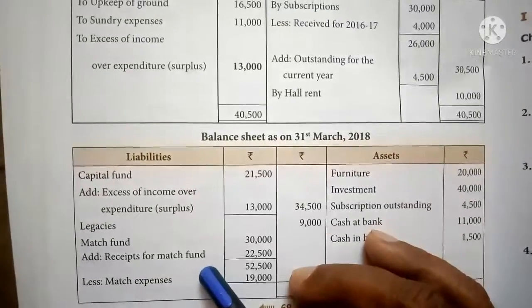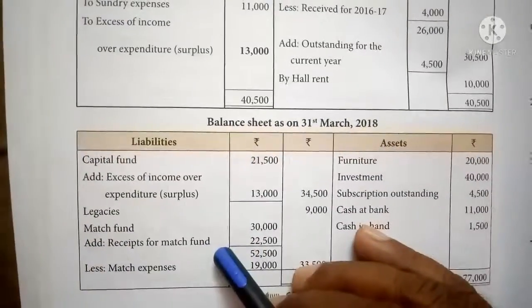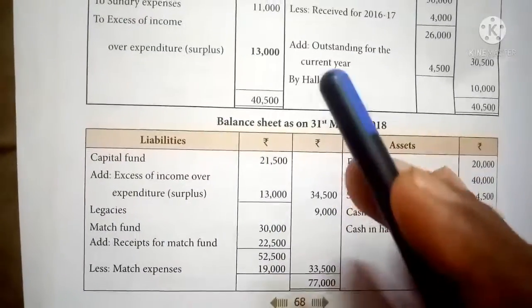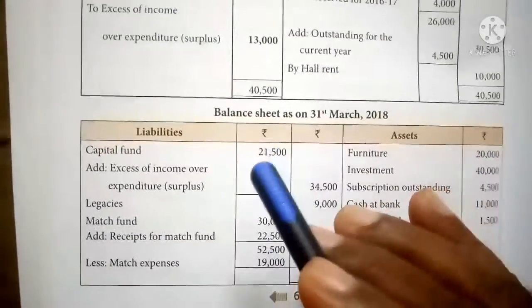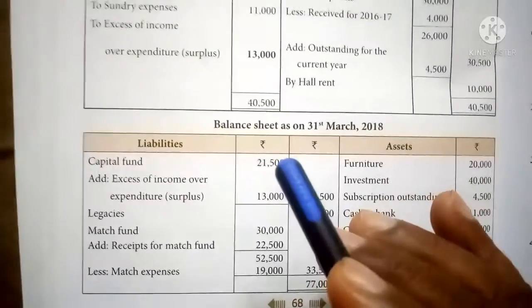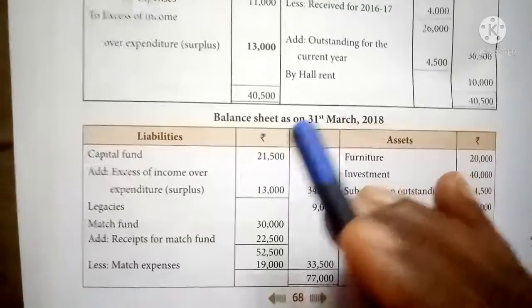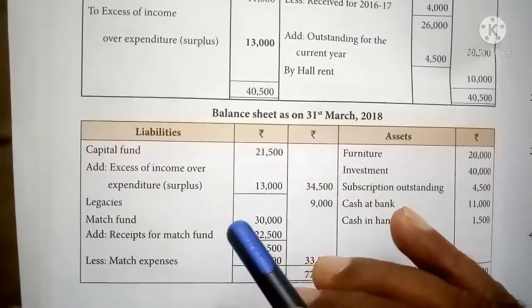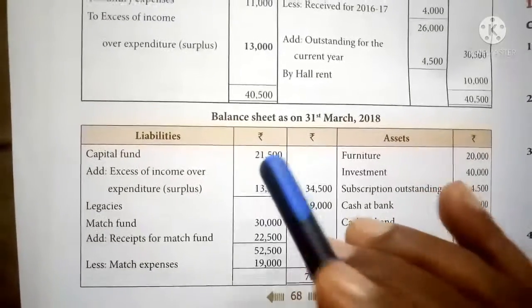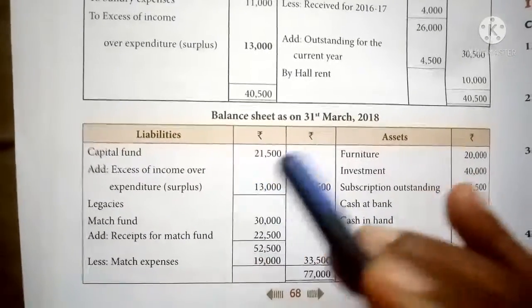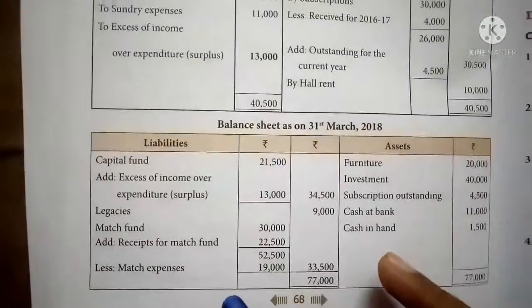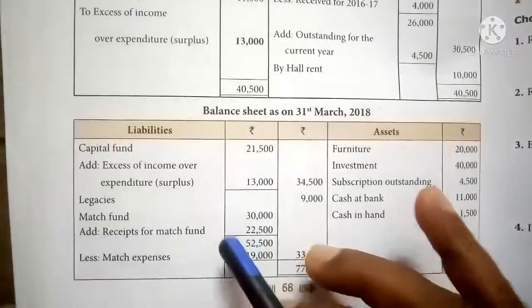Suppose there is no fund, only receipt and expense are given, then you can take them to the income and expenditure side. Receipt for the tournament should be on the income side, and tournament expense should be on the payment side, the expenditure side. If there is no fund, and only receipts and payments are given, you can take the receipt to the income side and the expense to the expenditure side. If a fund is given, take it to the liability side.